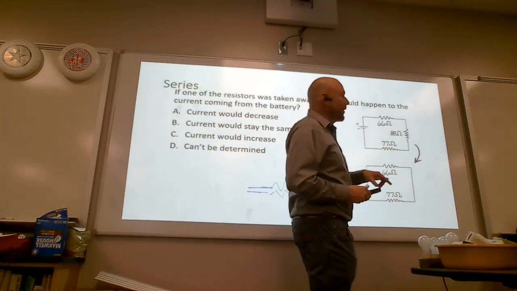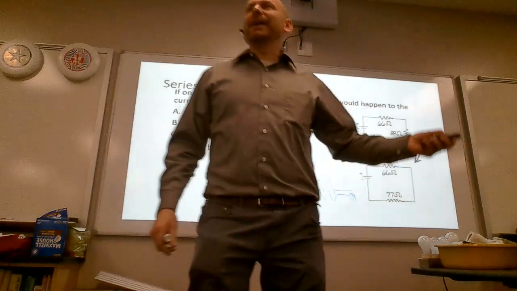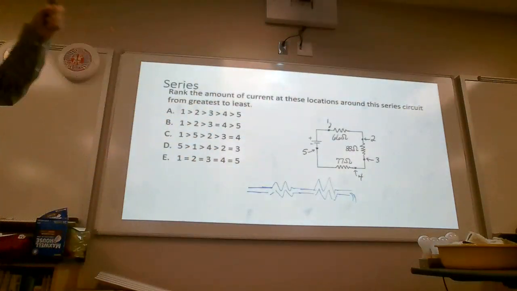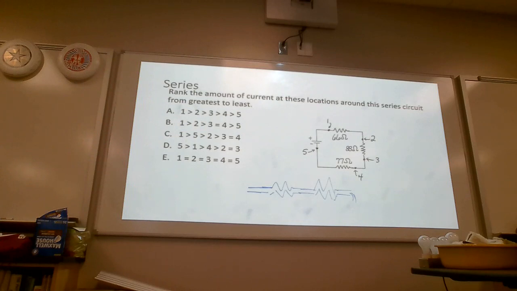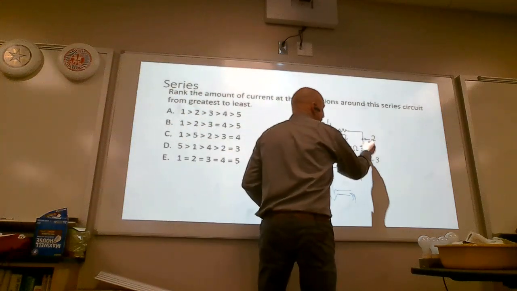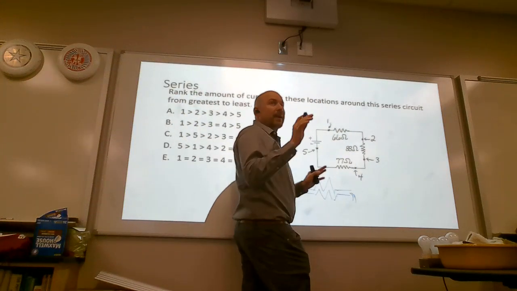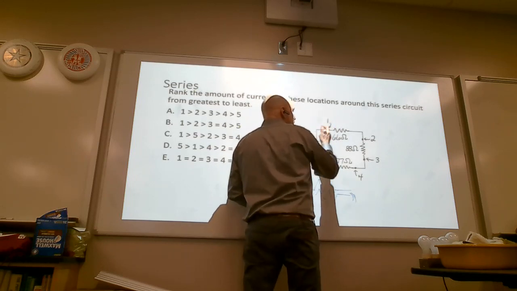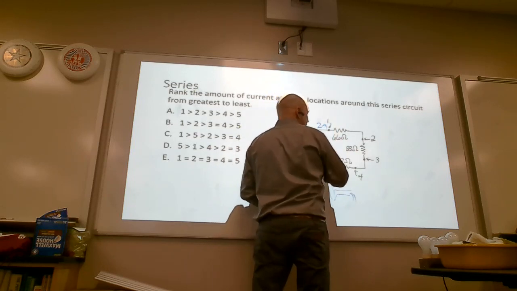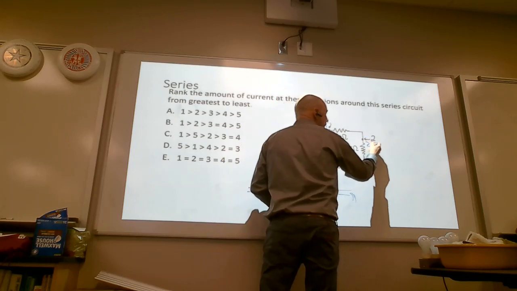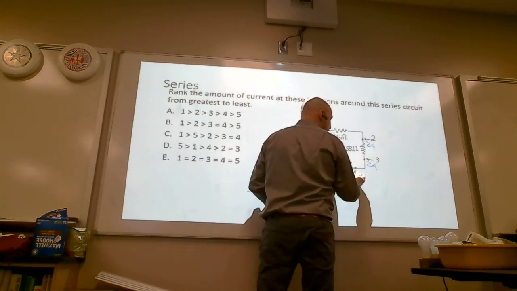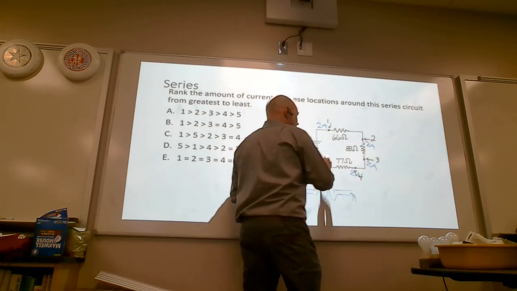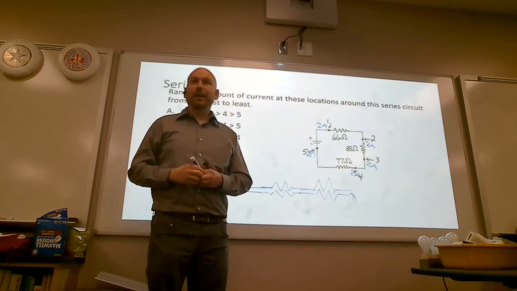All right, so how does that reconcile with what we just talked about? You just told me that the current is the same in a series circuit. It is relative to other points in the circuit. I'm going to make up some numbers here. Let's say in this original circuit, there's 2 amps flowing out of the battery. There's 2 amps here, 2 amps here, 2 amps here, and 2 amps there. All points, 2 amps.